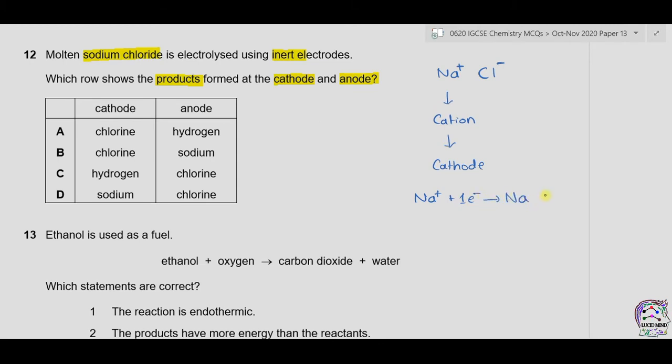sodium. Now chloride is an anion and it will move towards the anode. At the anode, oxidation will take place and chloride will lose its electrons to convert into chlorine gas. So we have sodium at the cathode and chlorine at the anode. The answer is therefore D.